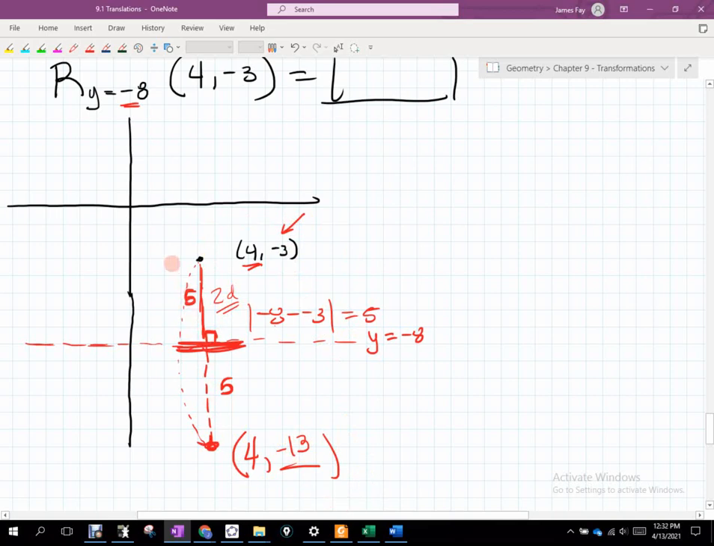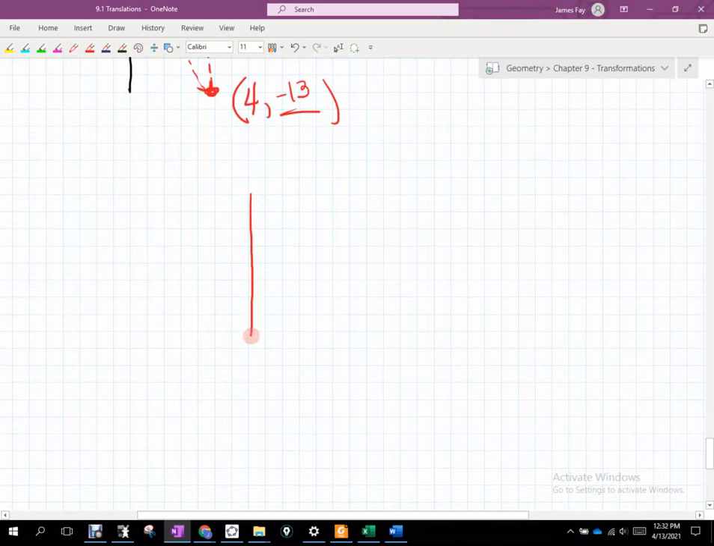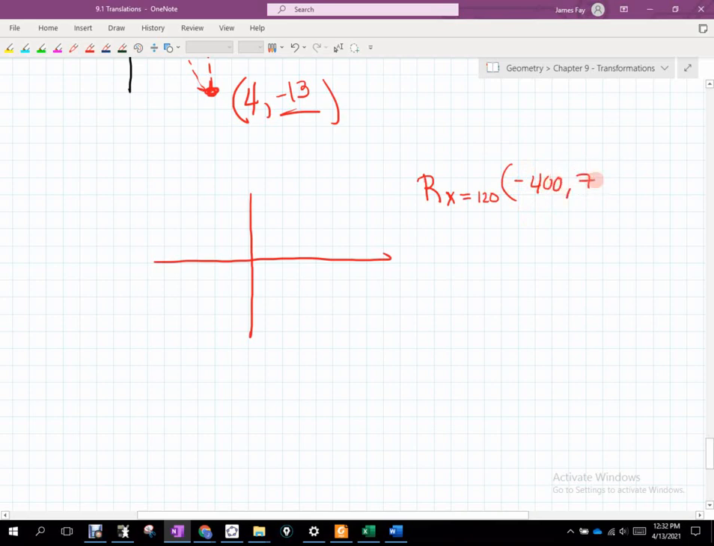Now the reason I show you that kind of structure is because what happens if I do this? Let's do a reflection across the line x equals 120 for the point of -400, 776. What's the issue with those values I just chose?